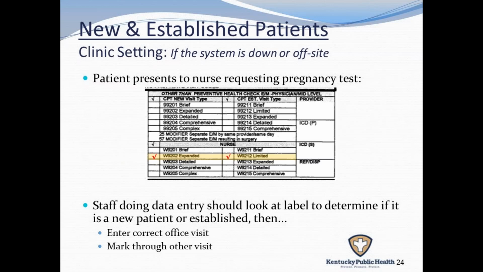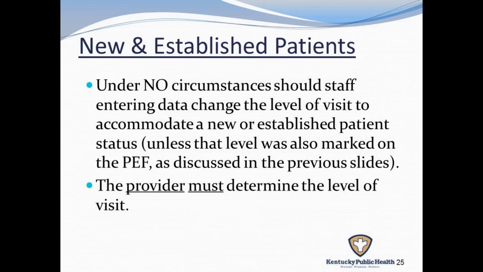The other thing that I need to make sure you understand is that staff doing data entry should look at the label to determine if a patient is new or established, then enter the correct office visit and mark through the other visit. That's the only thing that clerical staff can do, is mark through the incorrect visit. They cannot pick a level. So just something to think about. And also, let's remember this for when the clerical staff is bringing it back to the nurse or APRN, or whoever the actual provider is.